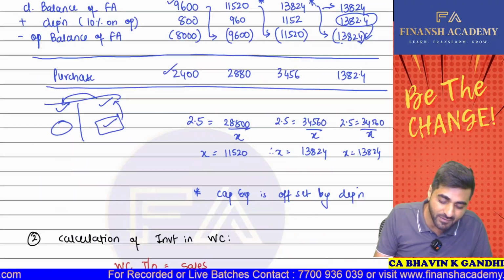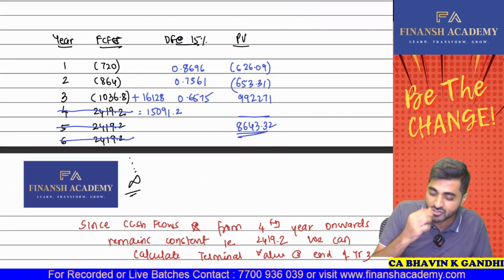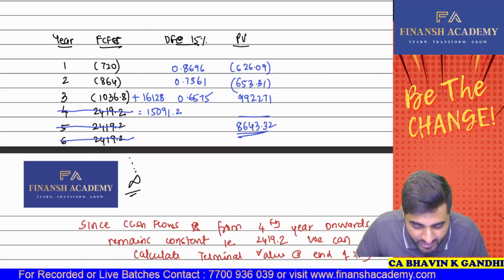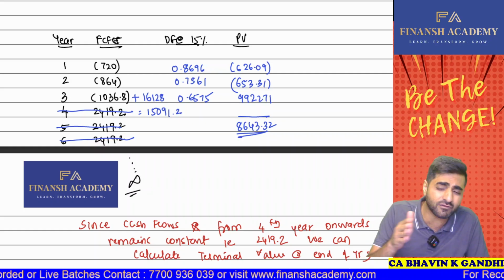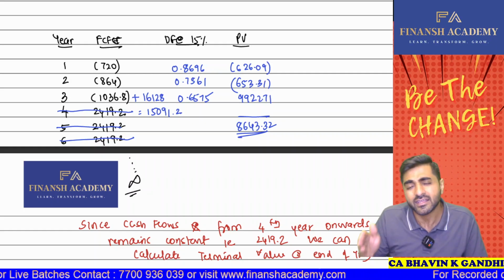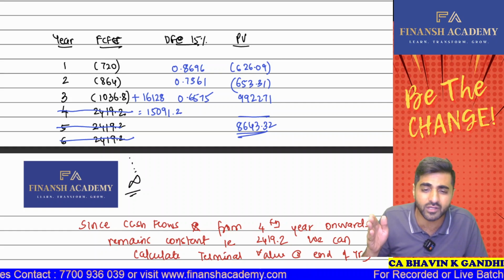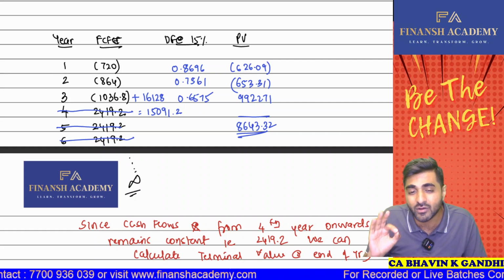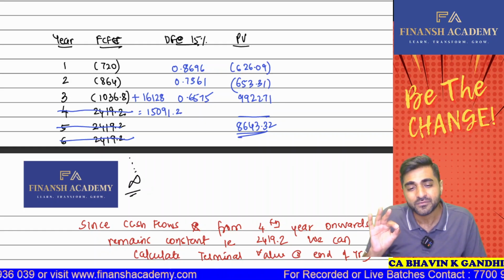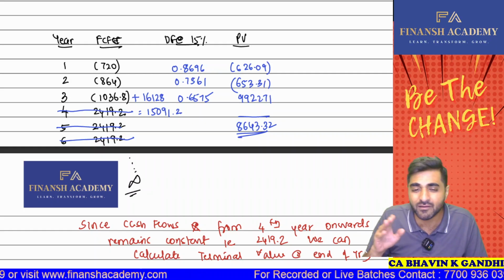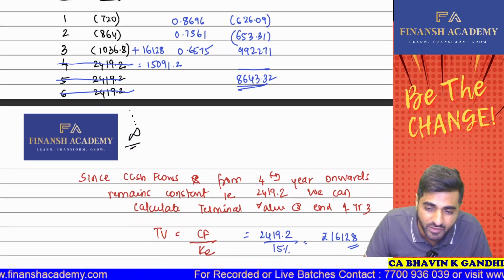What we need to do with the same, now we have to discount it and bring it to the present value terms. And eventually we'll be getting 8643.32. Because from the fourth year onwards, the cash flows are going to be constant, can we calculate terminal value at the end of the third year? Yes or no? Yes, sir. So that is why the terminal value at the end of the third year is 16,128. And ultimately, we'll discount all these things and bring it to present value terms, ultimately 8643.32.